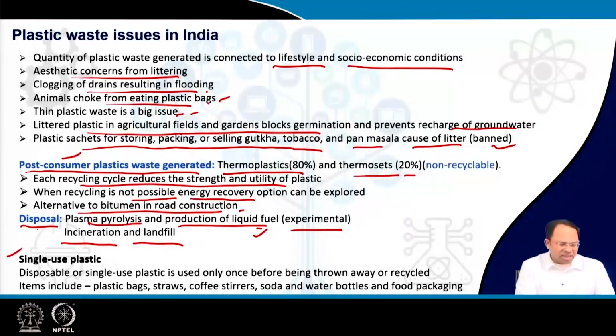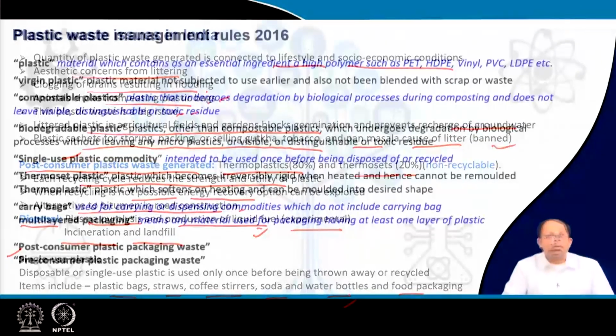Now another issue with plastic is single-use plastic. That means, this is from the behavioral side, in many cases we use materials which are made of plastic, we use it once and then we throw it away. Because plastic is cheap, we use this kind of plastic material so that it is only utilized once and then we can get rid of it. Such as plastic bags, straws, coffee stirrers, soda and water bottles and food packaging. So this has to be reduced. If we can reduce this, automatically we will get rid of the burden from that huge amount of plastic waste that is being generated.